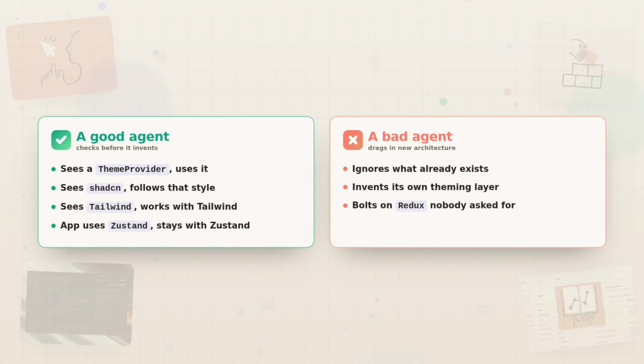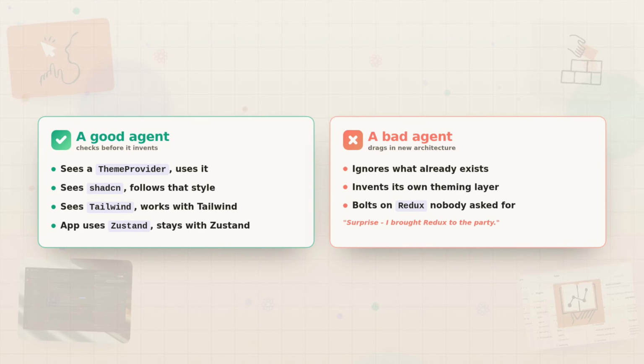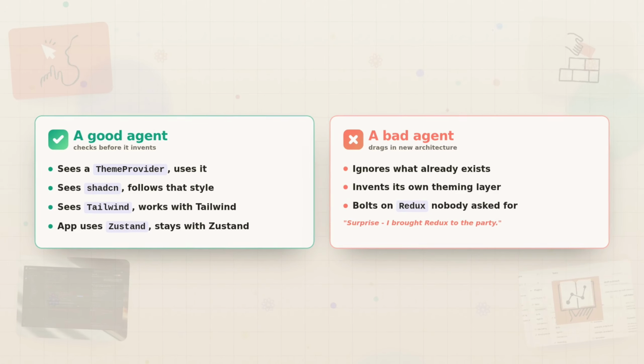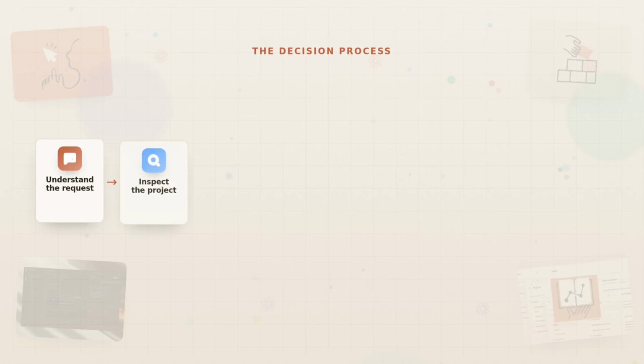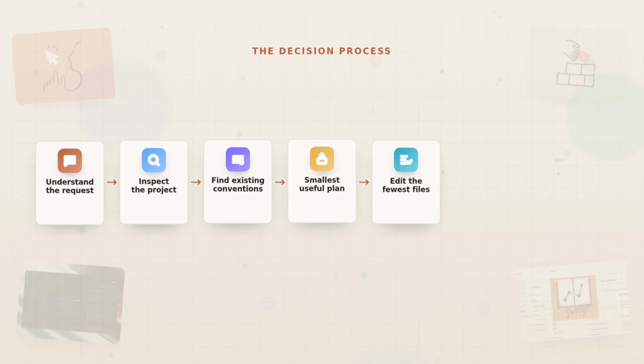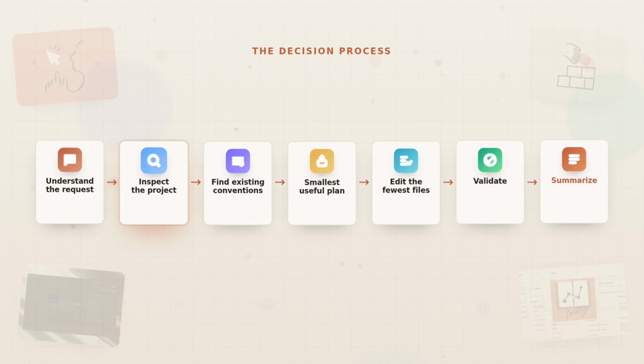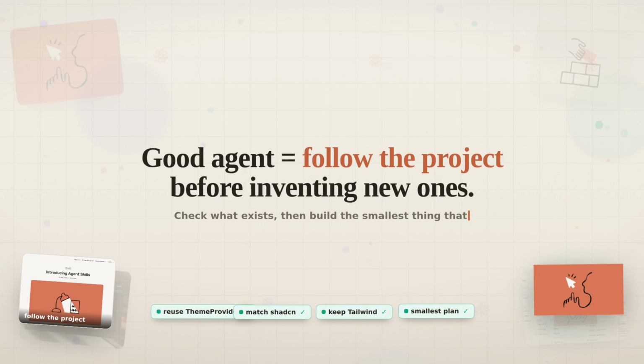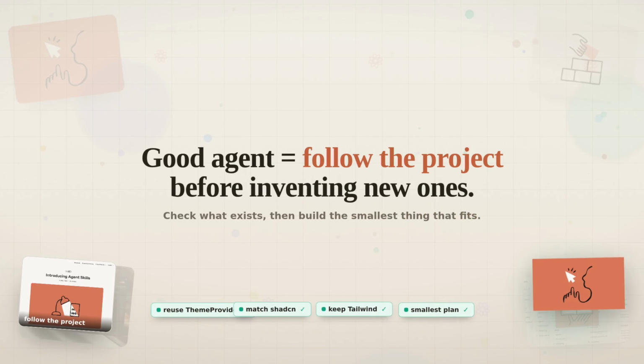And a good agent doesn't invent architecture first, it checks what already exists. If there's a theme provider, it uses it. If the app uses Tailwind, it works with Tailwind. It won't drag Redux into a project that was never asked for. Understand the request, match what's there, make the smallest useful change.